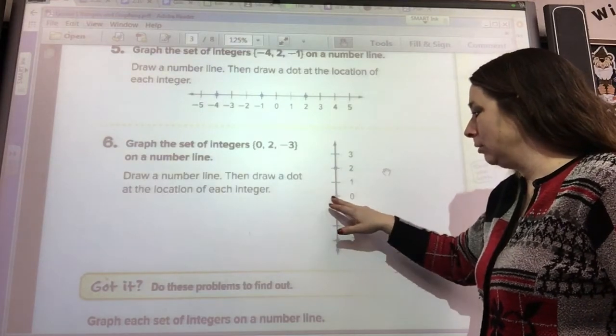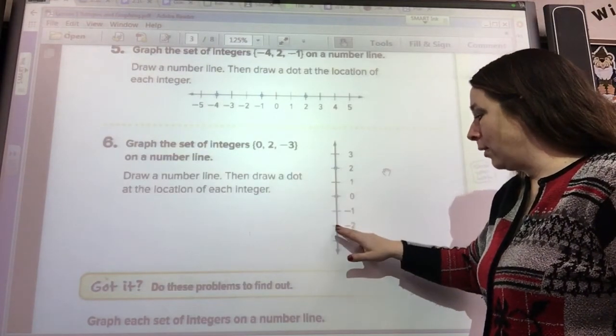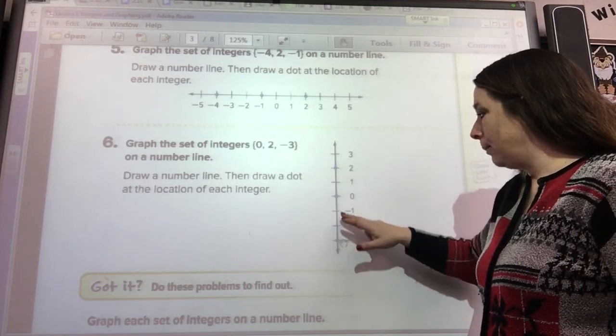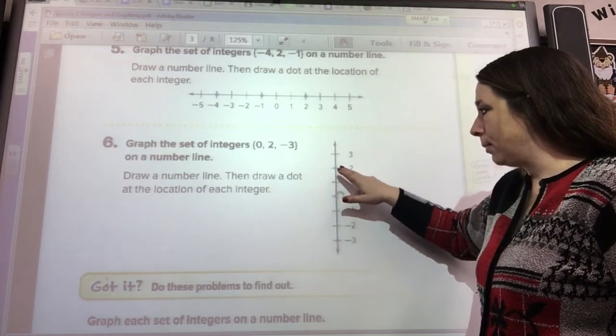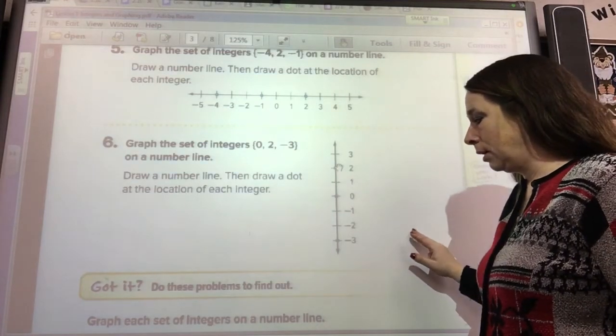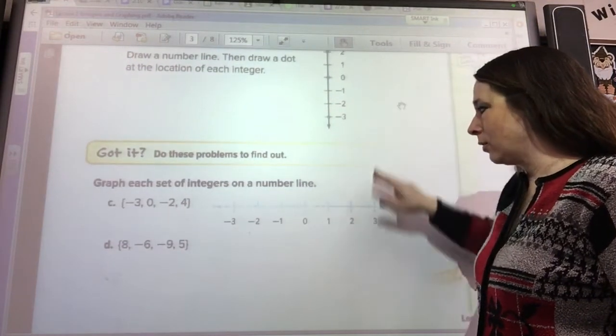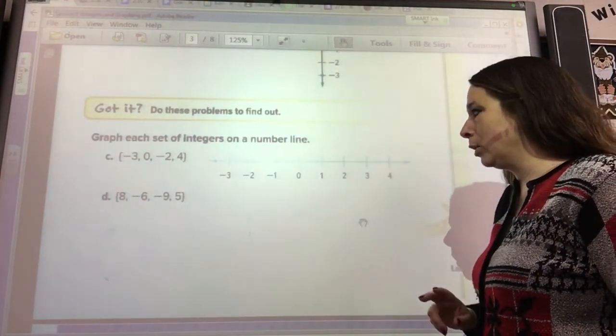All right, so then they ask us to plot 0, 2, and negative 3. We got a 0 here. Negative 3 goes down 3. And positive 2 goes from 0 goes up 2. All right. It asks us to graph these numbers on the number line. What are we going to do with them?